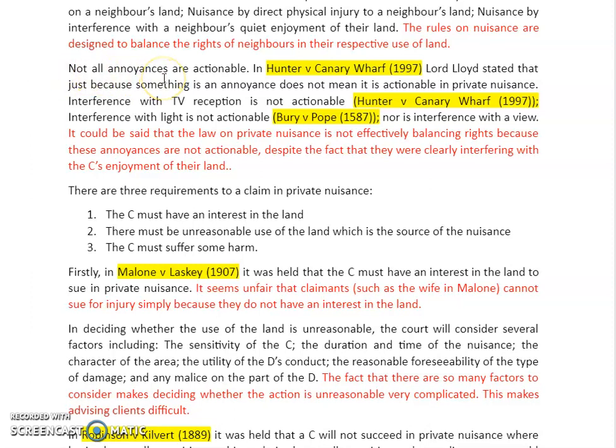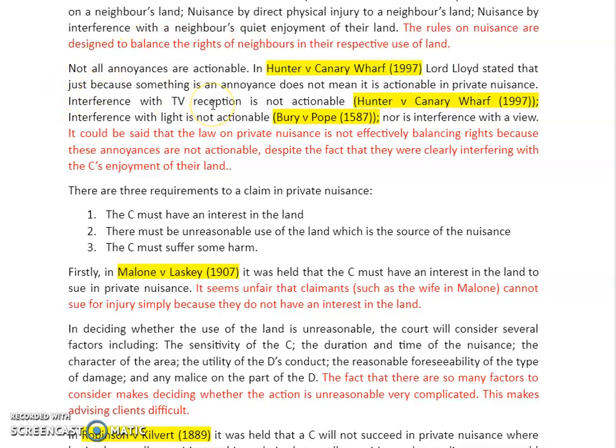Not all annoyances are actionable. You could use the case of Hunter v Canary Wharf here, where Lord Lloyd stated that just because something is an annoyance doesn't mean it's going to be actionable in private nuisance. I think that's a pretty logical rule because we wouldn't want a situation where people were suing each other for every little annoyance that cropped up between neighbours.